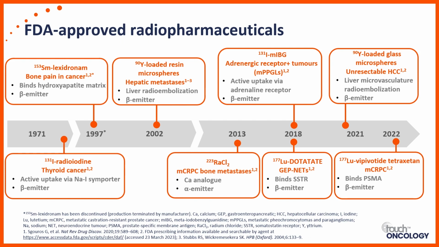In 2018, we had approval of iodine MIBG for advanced pheochromocytoma and paraganglioma that targets the adrenaline receptor, as well as lutetium dotatate that binds the somatostatin receptor and is used for treatment of midgut neuroendocrine tumors. And then finally, just last year, we had FDA approval of lutetium PSMA-617 for metastatic castrate-resistant prostate cancer that binds the prostate-specific membrane antigen and is also a beta emitter.